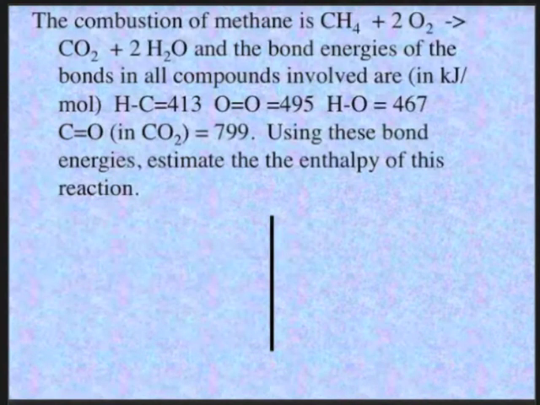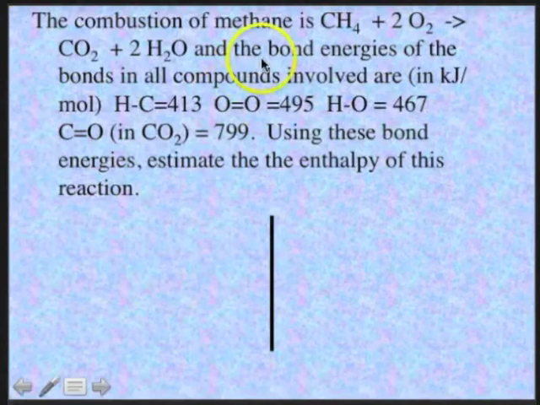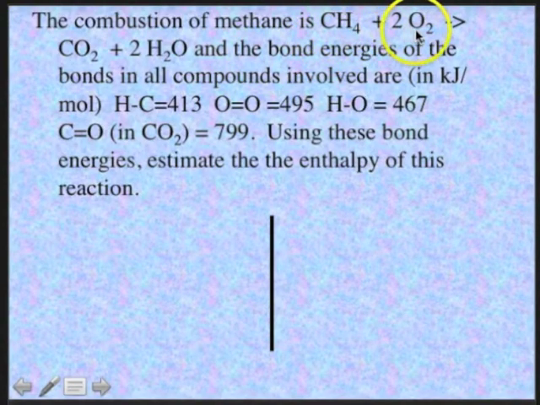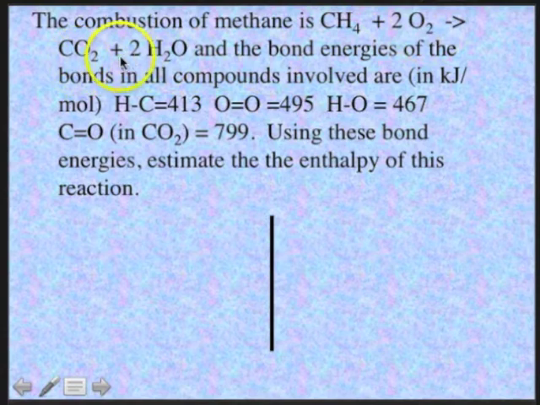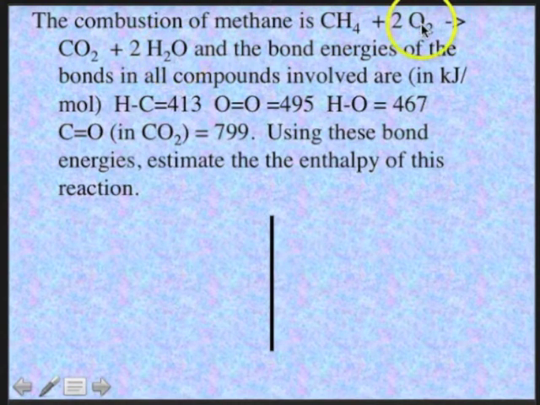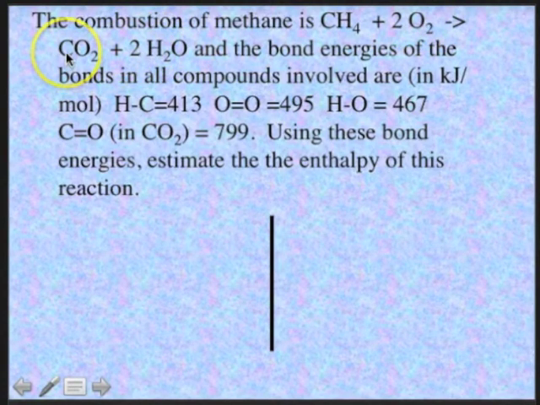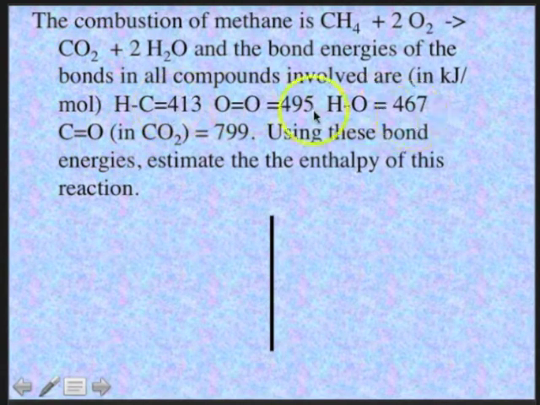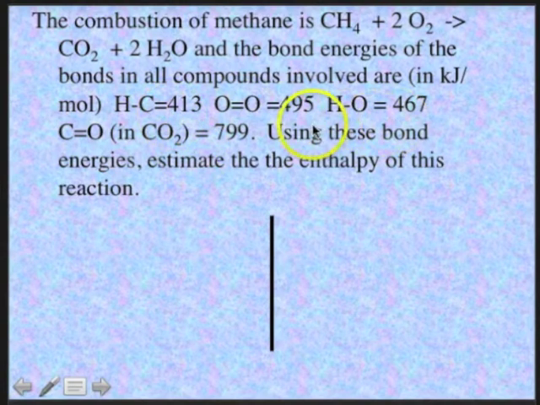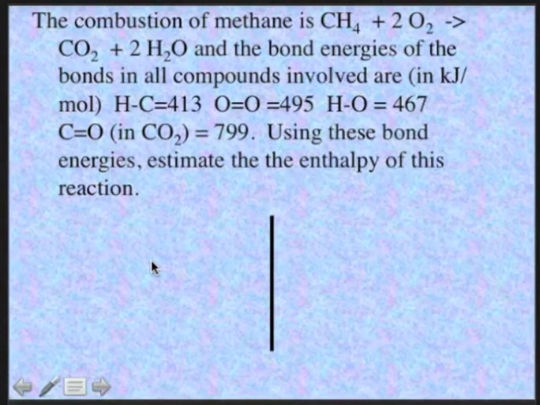Okay, let's see if you can do one now. The combustion of methane is methane plus 2 moles of oxygen yield carbon dioxide and water. The oxygen is double bonded to itself, and in the carbon dioxide, the carbon is double bonded to each oxygen. So here are all the bond energies for that. Can you use these bond energies to estimate the enthalpy for this reaction? Turn off the playback, see if you can do it, and come back and you can compare your answer to mine.